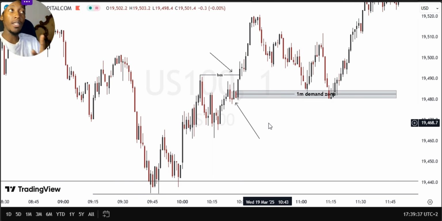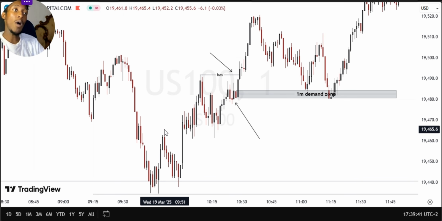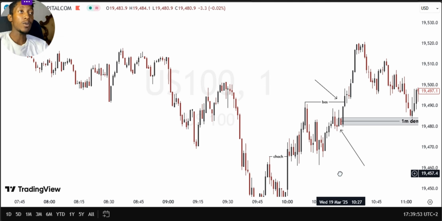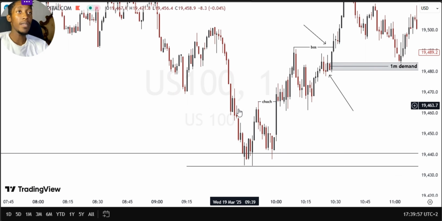Also, one thing I forgot, a change of character here, a 1 minute change of character. Why are we saying this is a change of character? The market was pushing to the downside, creating lows and breaking them, lows and breaking them. And then from here, it created a low and a higher low.